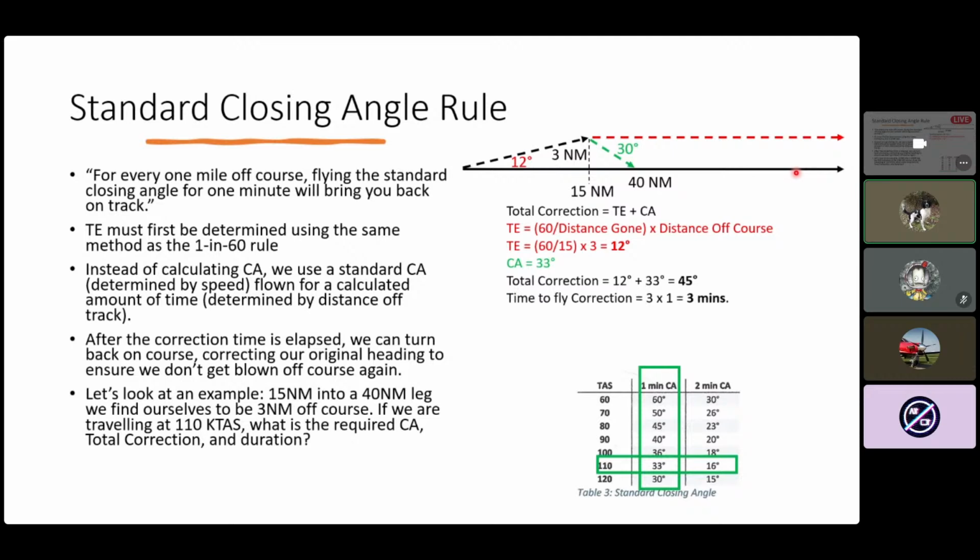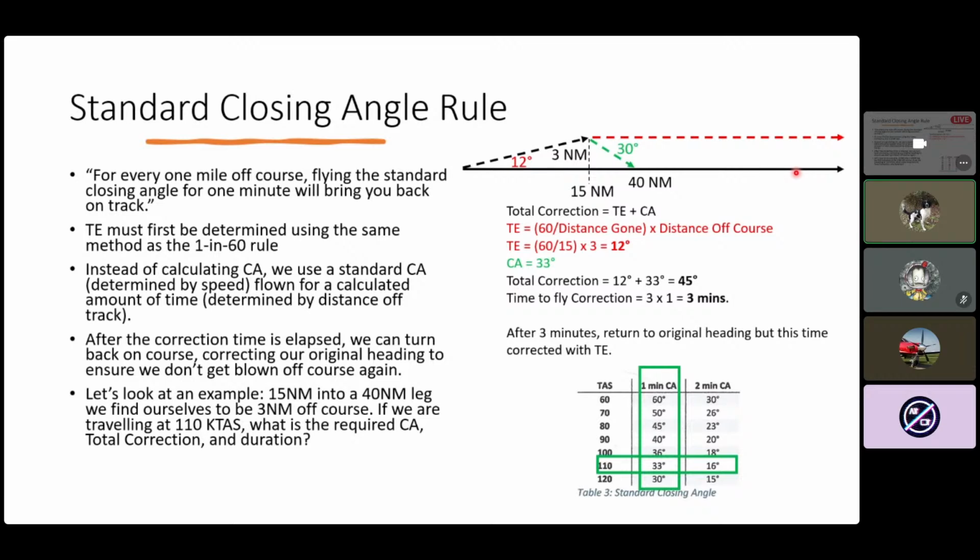And we were 3 miles off course. So 3 times 1 is 3 minutes. So after 3 minutes, we would turn back to the original heading, but we would have to correct the heading so that we don't go off course again. Because for whatever reason, when we first flew the leg, we were off course. So if it was the wind that blew us off course, we would have to correct for that. If it was because of our error, we would have to figure out why. Did we just not steer the right heading? Was the DI not synchronized to the compass? Could be a whole host of reasons.